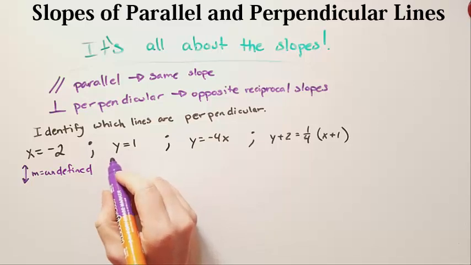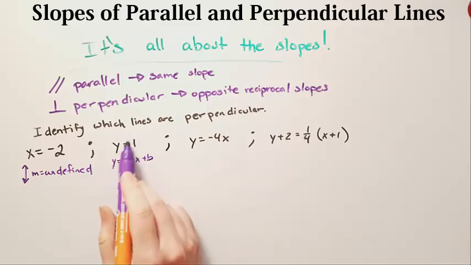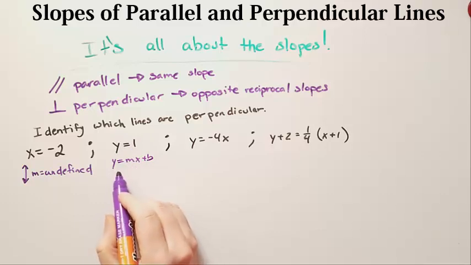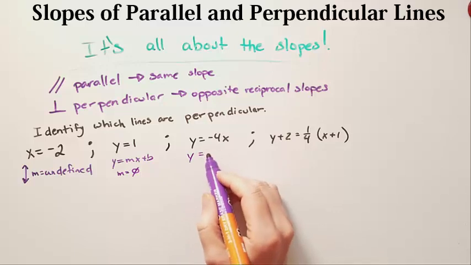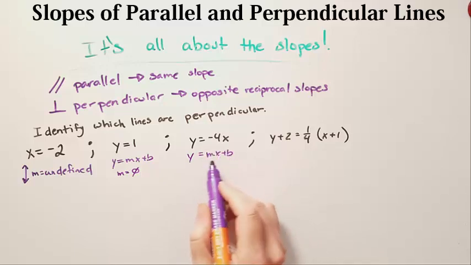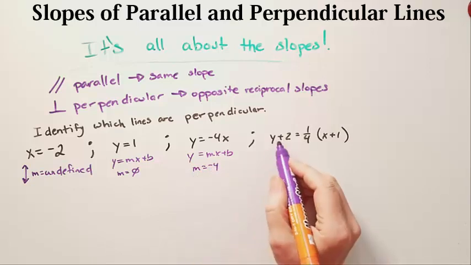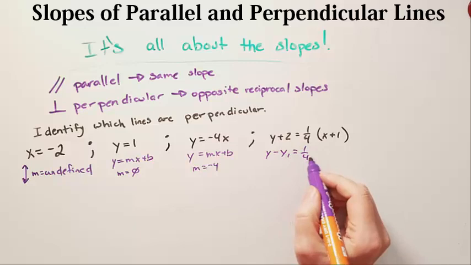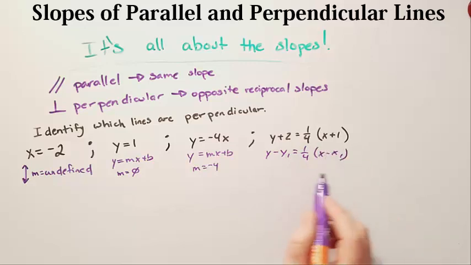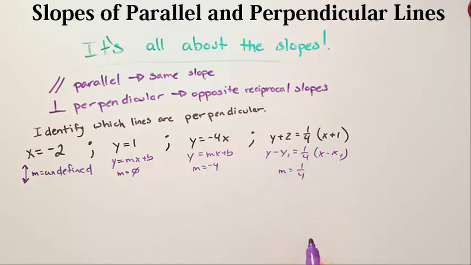This is a y equals, which meant that it was a y equals mx plus b equation. There is no x, so there is no m. If there is no m, then your slope is 0. This is a y equals equation, so this is y equals mx plus b. The number stuck to x is our slope, so our slope is -4. So this appears to be in point slope form. The number stuck in front of the parenthesis is our slope, so our slope is 1/4.